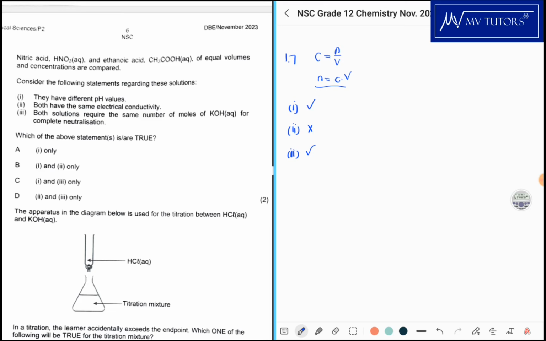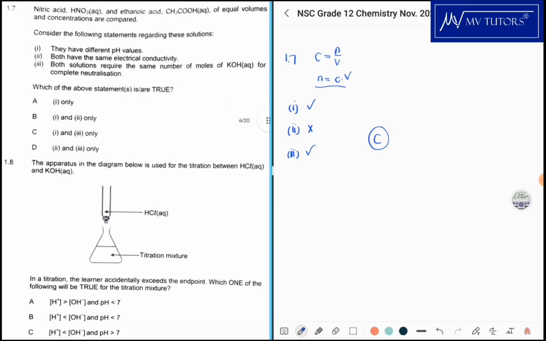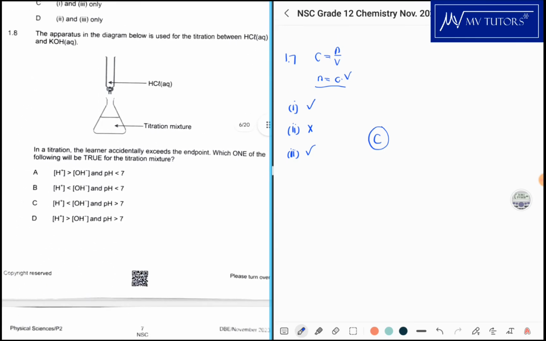Okay, so now having done that, which of the above statements are then true? 1 only, no. 1 and 2, no. 1 and 3 only, I would say C. And 2 and 3, no. So we're good. 1.7 is C. Okay, and then 1.8. Let's take it a bit up.